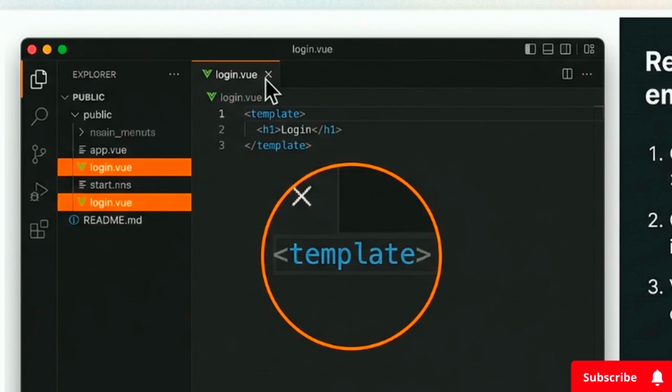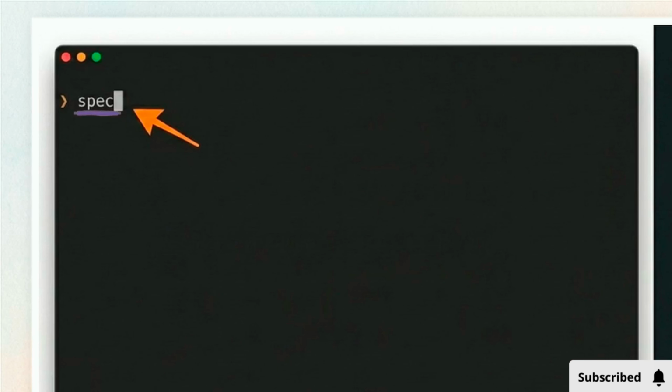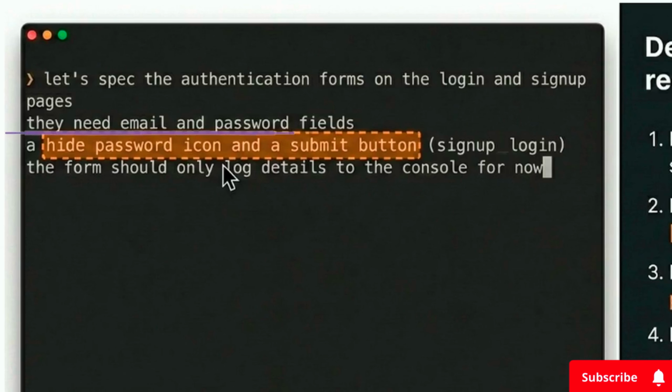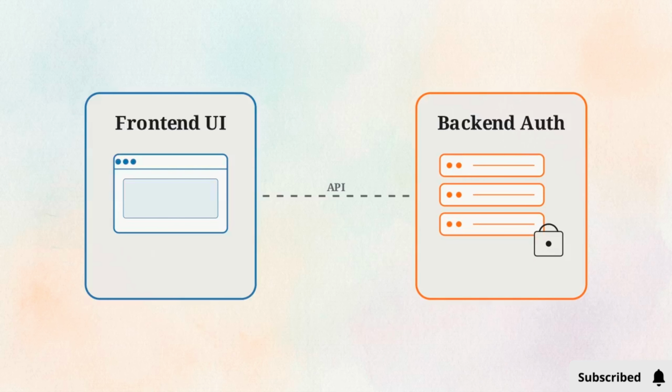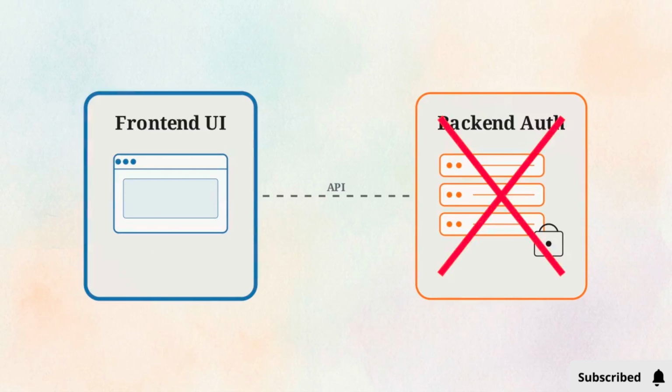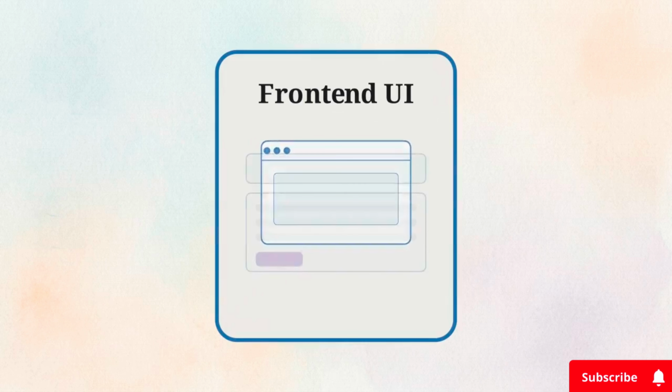for the new feature. Inside the Claude terminal, we use the spec command to start the generation sequence. We then provide the raw requirements, including the need for email and password inputs, and a specific toggle icon to manage password visibility. Defining exclusions is just as critical as defining features. Here, we tell the system to focus entirely on the front end and ignore backend authentication logic.